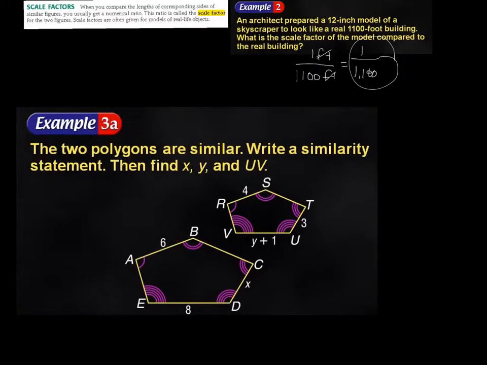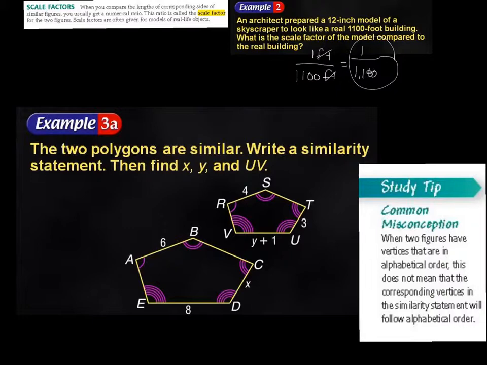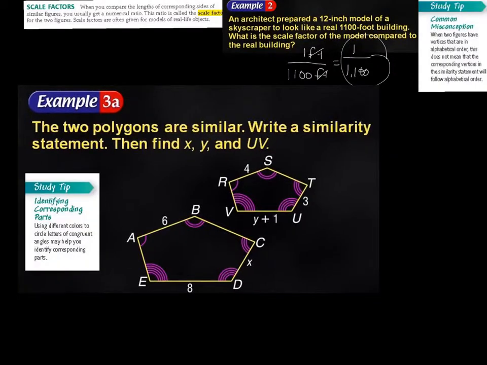Two polygons are similar, write the similarity statement, then find x, y, and UV. Now, just because the vertices are in alphabetical order, they don't necessarily correspond in the same way. We have to look at the angles, the way they're marked. They've marked the corresponding angles with the same number of arcs, but using different colors to circle the letters of congruent angles may help you identify the corresponding parts. We can try it.